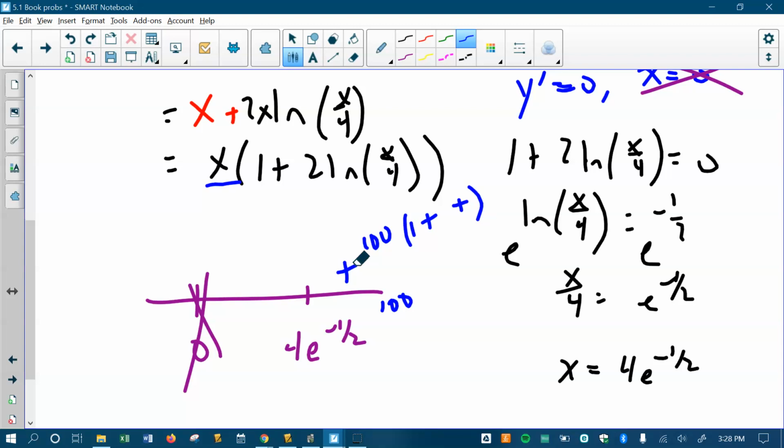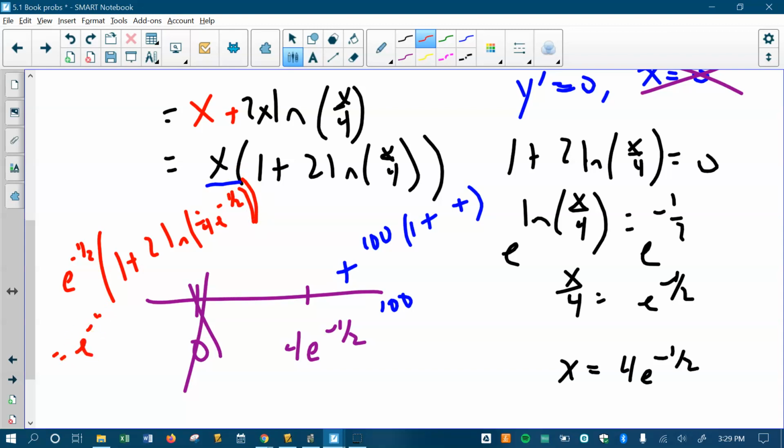Now, for the other side of 0, I can plug in a number that's less than this, like e to the negative 1/2. So let's plug in e to the negative 1/2 and see what happens. So we have e to the negative 1/2 times 1 plus 2 ln of 1/4 e to the negative 1/2. The reason I picked e to the negative 1/2 is that it's certainly smaller than 4e to the negative 1/2. Okay, that's kind of confusing. Let's see what the sign is here.